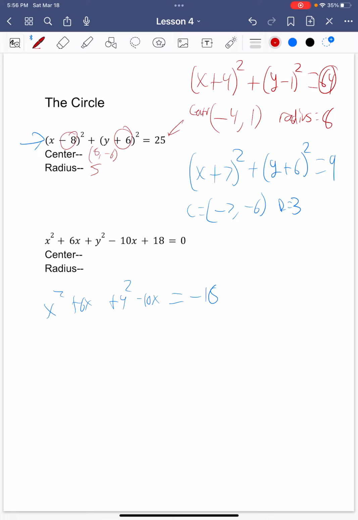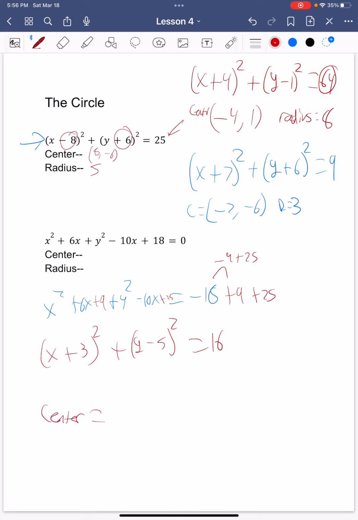So here, we've x squared plus 6x. 6 divided by 2 is 3, squared is 9. So if we add 9 here, we got to add 9 here. Negative 10 divided by 2 is negative 5, squared is 25. So we got to add 25 here. So now, it works out nicely because we have two perfect squares. x plus 3 squared plus y minus 5 squared. And if we evaluate this, negative 9 plus 25 is 16. And we can see here the center is at negative 3 comma 5, and the radius is the square root of 16, which is 4.